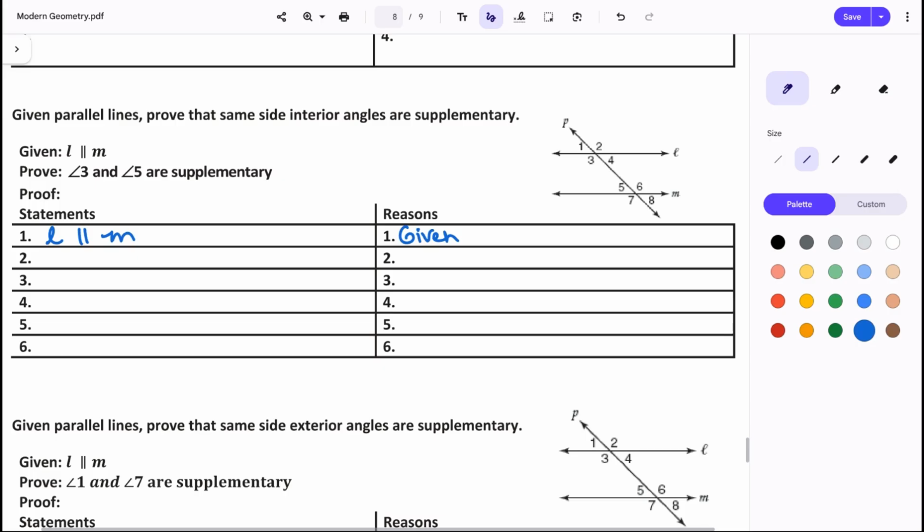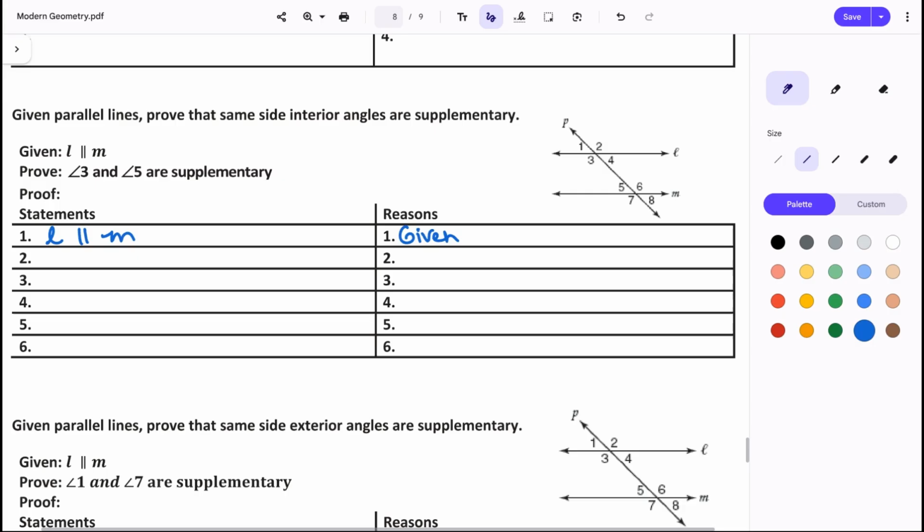Okay, 3 and 5 is my ultimate goal. I want to get them connected to be able to say that they're supplementary. Just like on the last one, though, I need to somehow make a connection to 3 to 5. I can't go straight there. So I need to maybe think about, is there another, especially because I see this word supplementary, I'm thinking about what that means. What does supplementary mean?